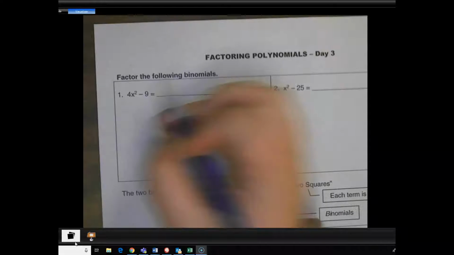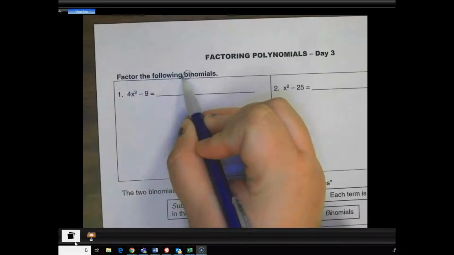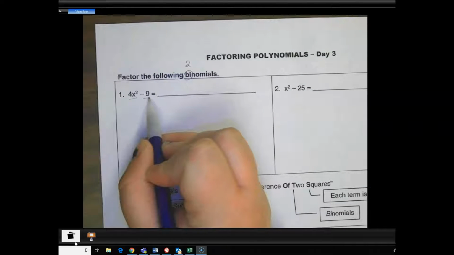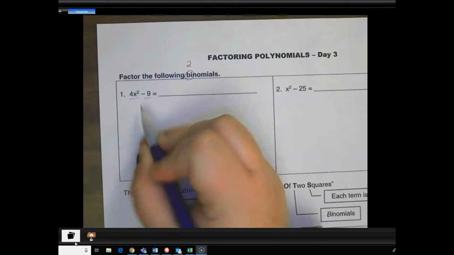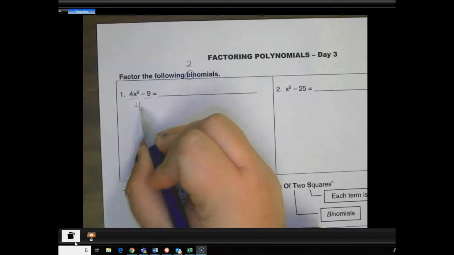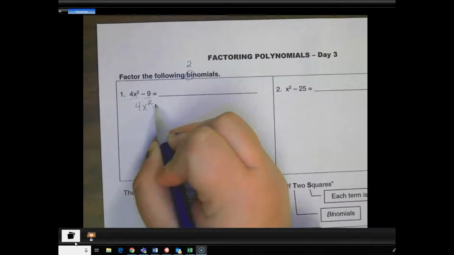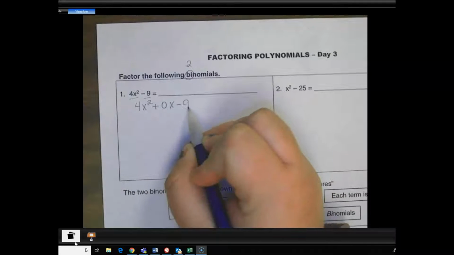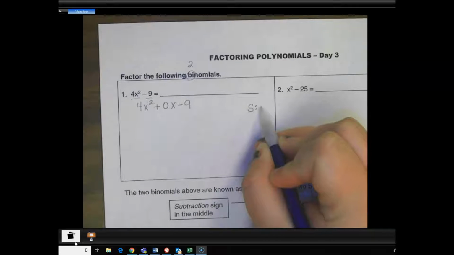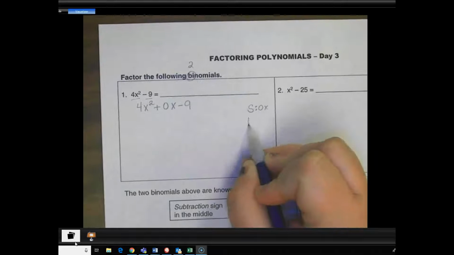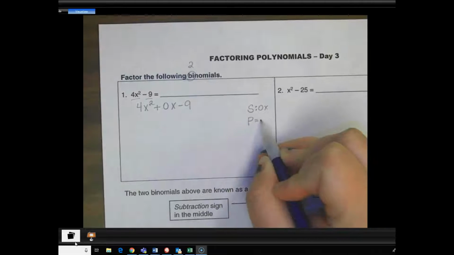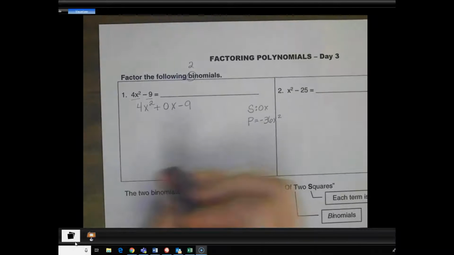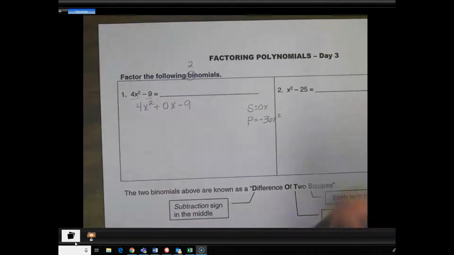All right, so binomial means two terms. So we only have two terms here. We looked on Friday. Some of you liked having that placeholder of 0x. It's a placeholder. So my sum was 0x. My product was negative 36x squared. Should have started with that; there was nothing I could pull out of that.